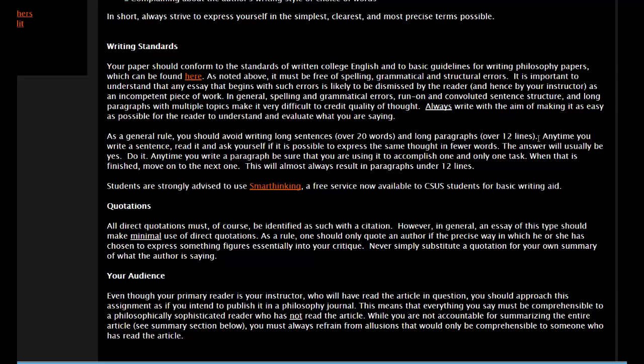So anytime you write a sentence, read it and ask yourself if there's any way to express the same thought in fewer words. And the truth is, the answer will probably be yes. And if that's the case, then do it. Again, nothing of value results from taking more words than is required to express yourself. Of course, always write complete sentences, but make sure you avoid things like passive voice and other convoluted constructions.